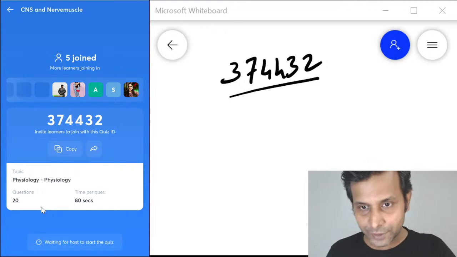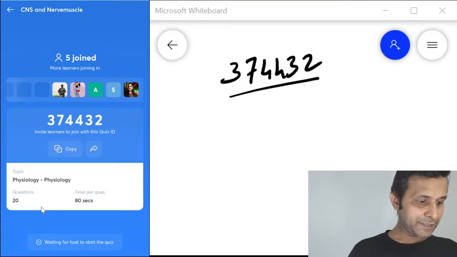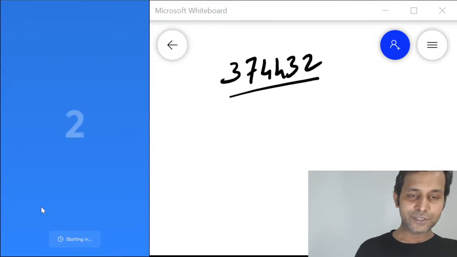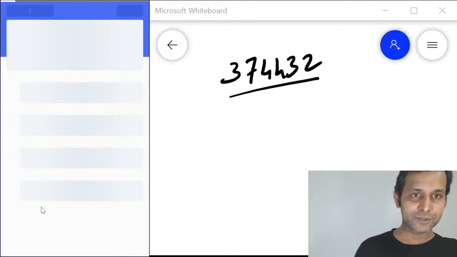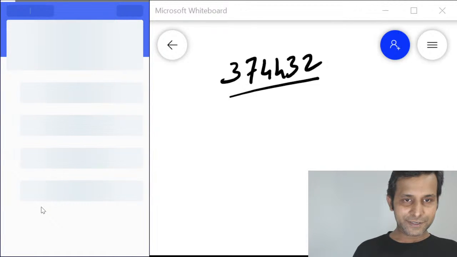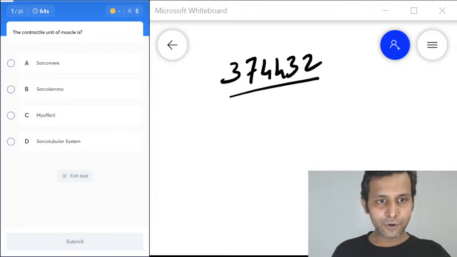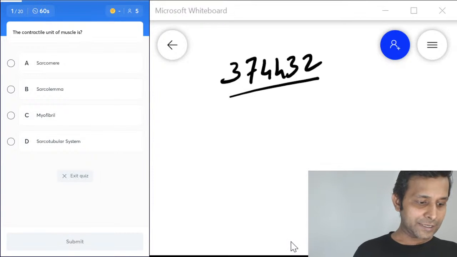Here I am going to start the quiz, and once the quiz is started, you will see the questions appearing on the screen. That's great. So now the questions are appearing on the screen. The contractile unit of a muscle is sarcomere, sarcolemma, myofibril, or sarcotubular system. What do you think is the answer?